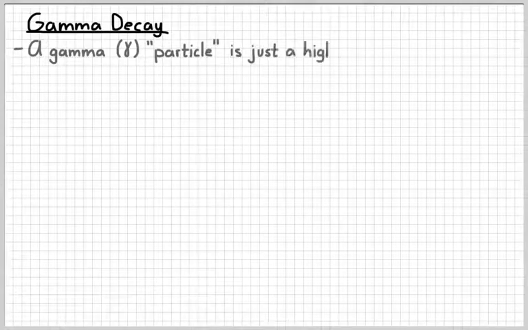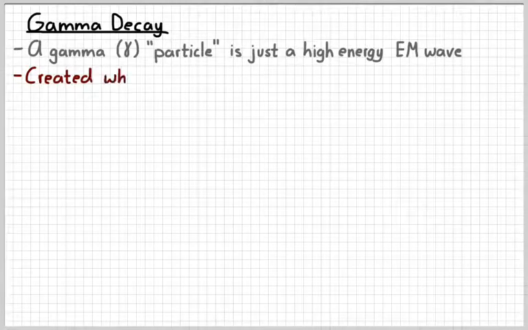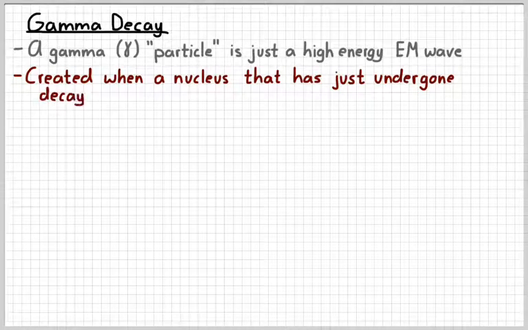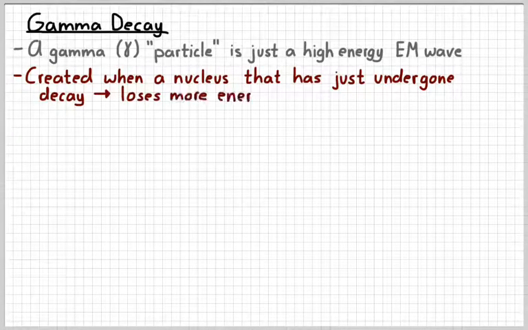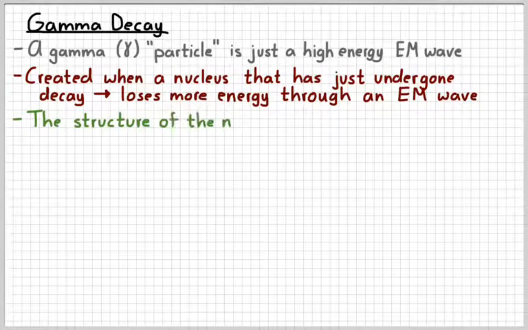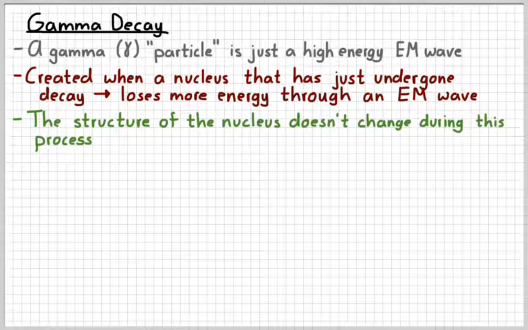The third kind of nuclear decay we need to know about is gamma decay. A gamma, remember, you may not know the letter yet, but it kind of looks like a ribbon. But a gamma particle is really just a high-energy electromagnetic wave. It's created when a nucleus that has already undergone nuclear decay, like alpha or beta, loses a little bit more energy by creating an electromagnetic wave. So remember, that's like the highest energy electromagnetic waves on the spectrum. It's important to realize that this does not change the structure of the nucleus. It just makes it more stable by lowering its energy.